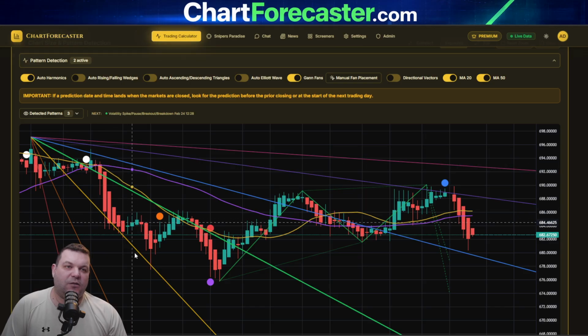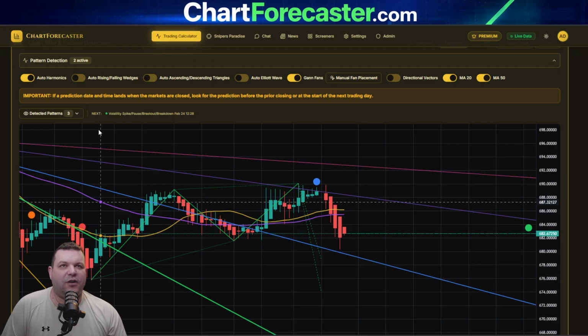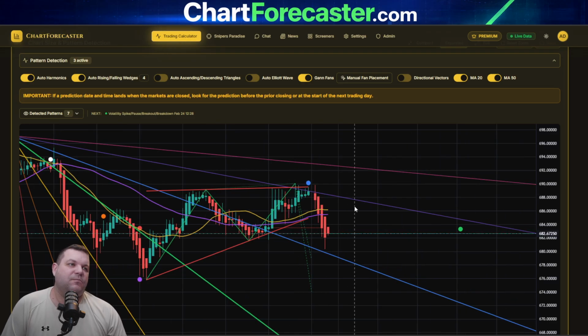You can see where the support was here, where the resistance was here, and you can see how it just tangles with these Gann fans. So here we've got a rising wedge detected. We've got a harmonic pattern suggesting the price is going to go down. Both of these are bearish. And we've got Gann fans saying that this area here could be support or resistance. This makes it very easy to help understand where the market is going to go.